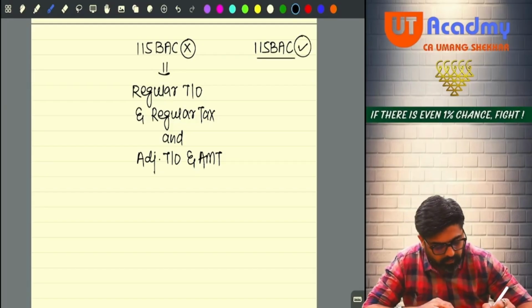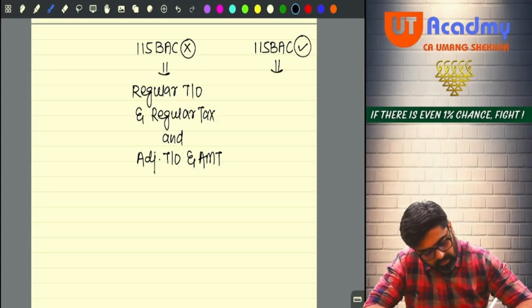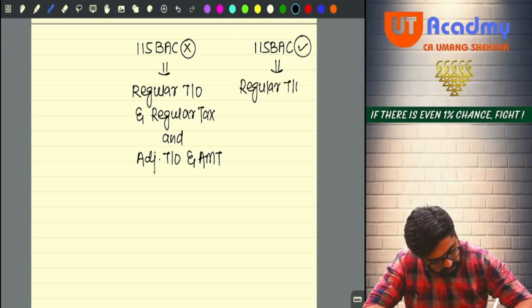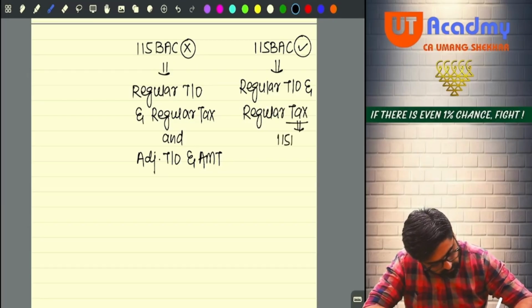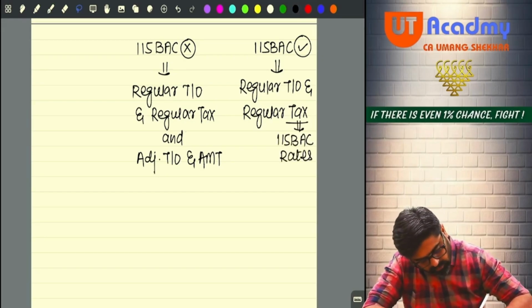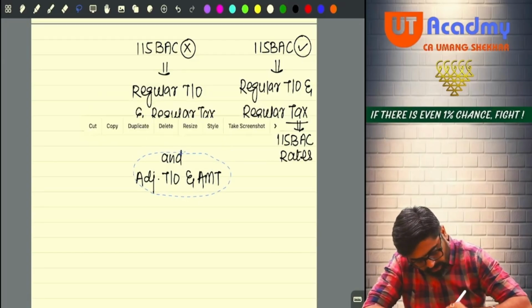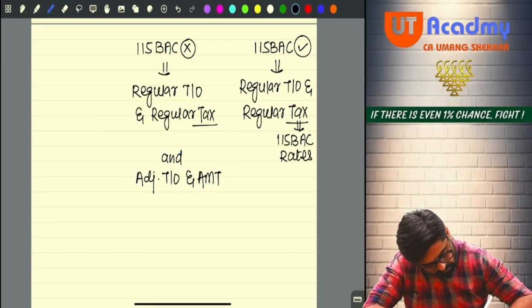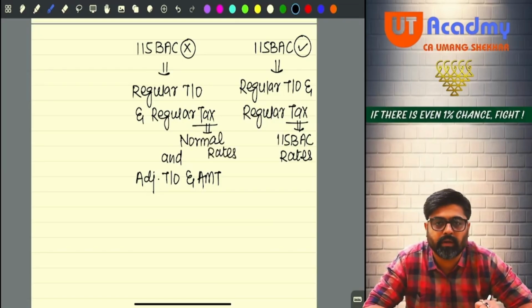But when you follow 115BSE, that time you are supposed to calculate your regular total income and regular tax, and this tax will be as per 115BSE rates. Okay, and here whatever tax you are going to calculate will be as per normal rates, the normal rates which we have.